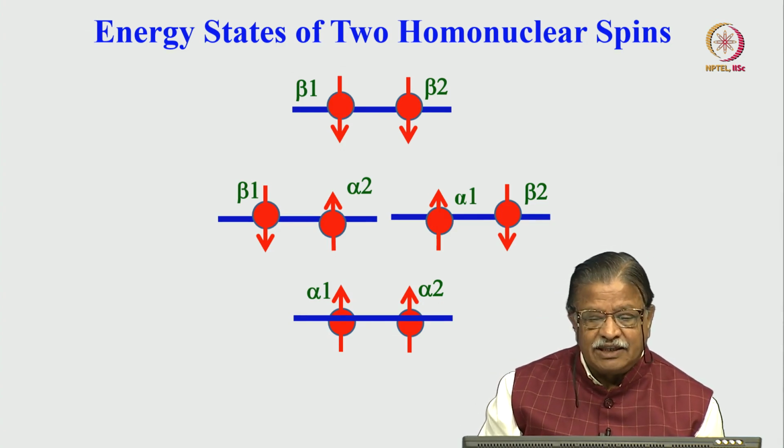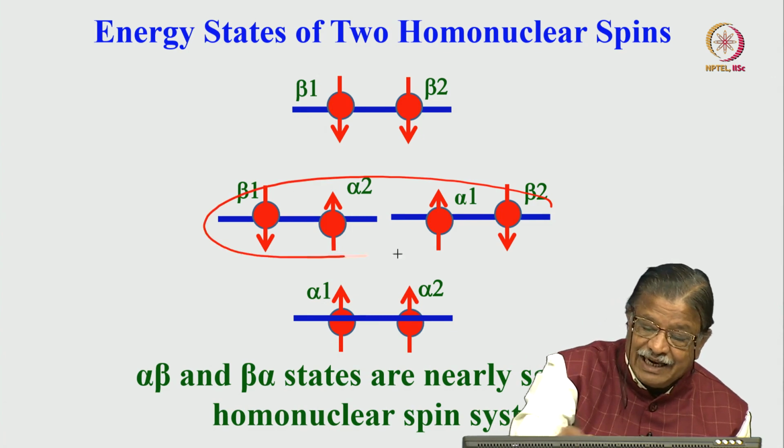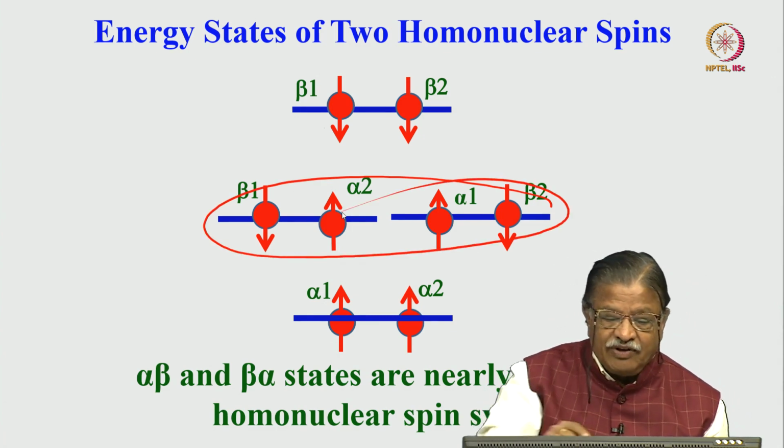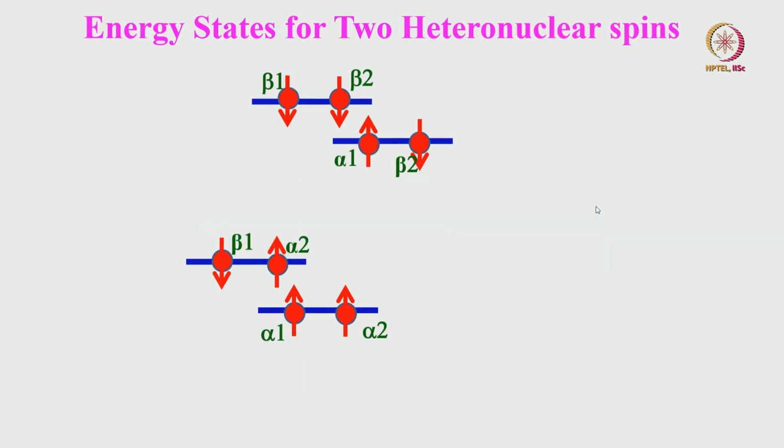For the homonuclear case, these are the 4 energy states, but see how it comes. Alpha alpha and beta beta states are almost nearly equal in both cases. In the homonuclear case, the alpha beta and beta alpha states, where the magnetic quantum number is 0 for both, are nearly the same energy. There is a minute difference, do not worry, but practically they are equal. Whereas for 2 heteronuclear spins, it is something funny. Look at it, the alpha beta states have substantially different energy. This also has m equal to 0, this also m equal to 0, but nevertheless they are not of the same energy. The energy separation is quite large between the alpha beta and beta alpha spin states.